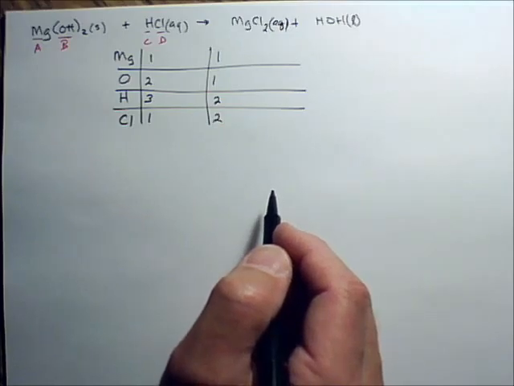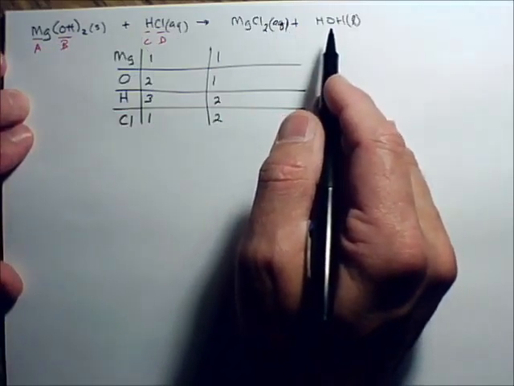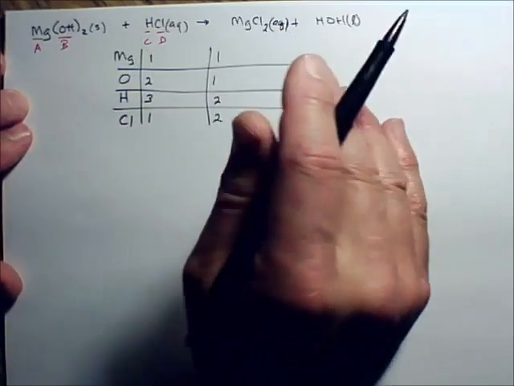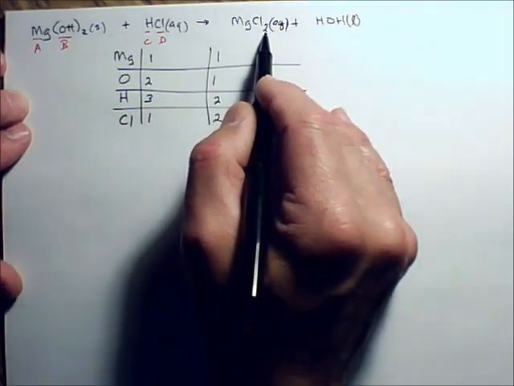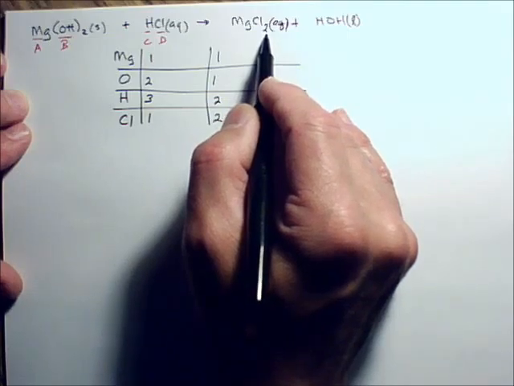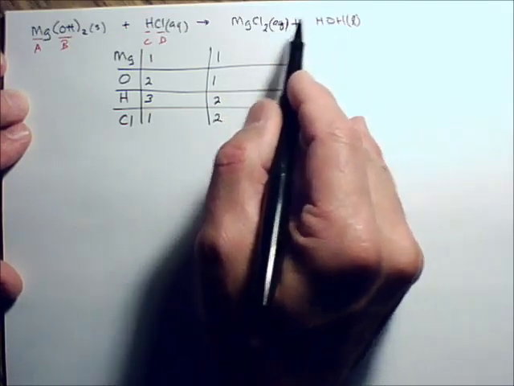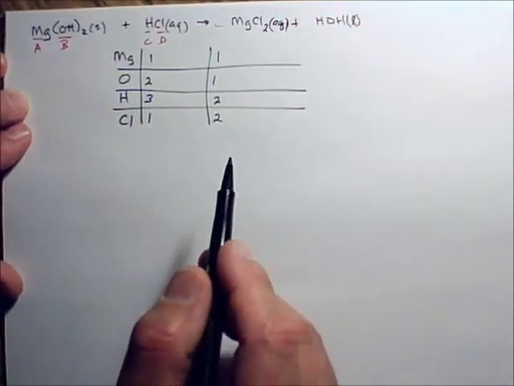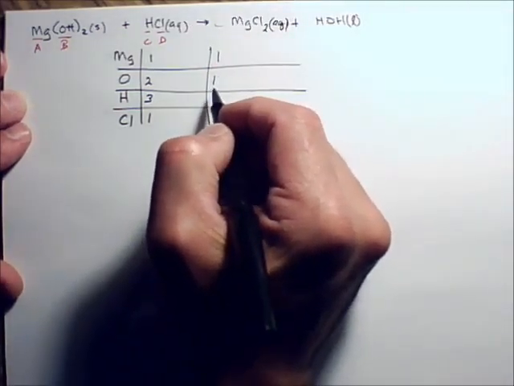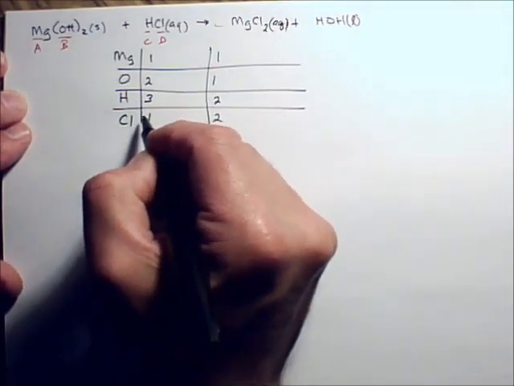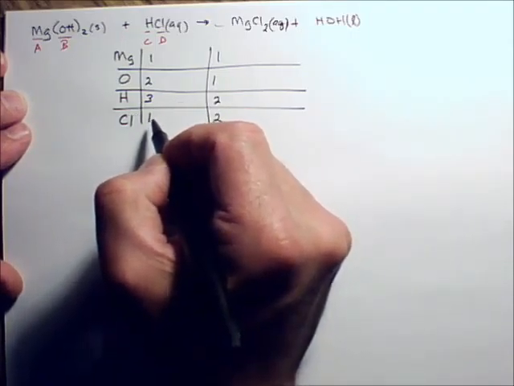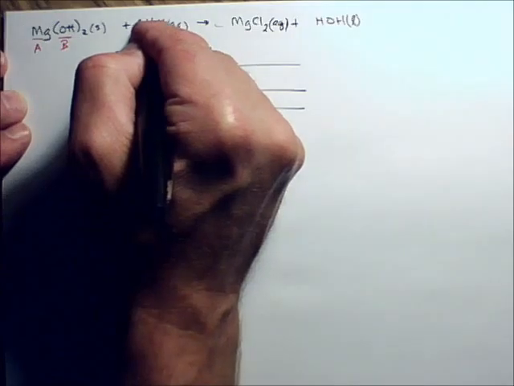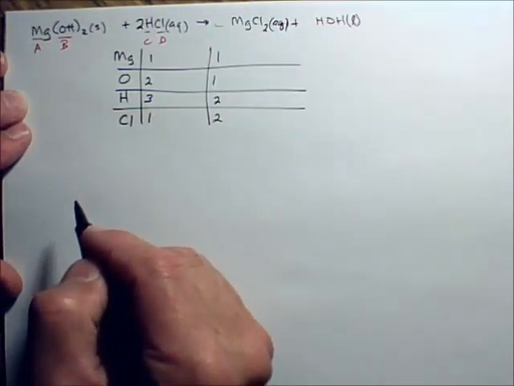What I want to do now that the formulas are all balanced, I cannot touch this. Okay? I cannot touch the subscripts. I must only use coefficients, big numbers out in front, to balance the equation. Okay? So let's see. In order to get this balanced, I'm going to say oxygen for last, hydrogen next to last, start with chlorine. So I'm going to need to get 2 chlorines. I need a coefficient 2 here.